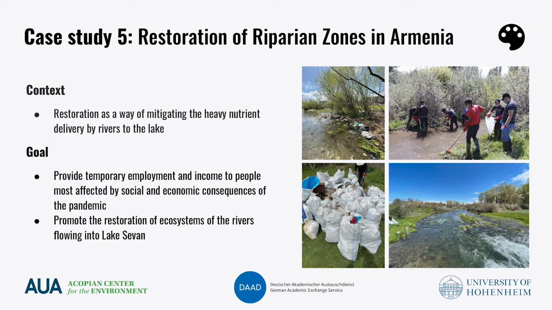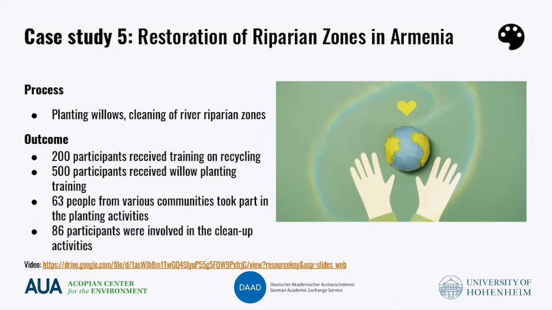German Corporation for International Cooperation or GIZ, jointly with the Ministry of Environment and the Ministry of Territorial Administration and Infrastructure. Local supporting partners included the Innovative Solutions for Sustainable Development of Communities ISSD NGO and Blegen Environmental, Social, Business Support NGO. Participants from communities were selected based on a COVID-19 impact assessment questionnaire. More than 200 participants received training on recycling and more than 500 participants received willow planting training.